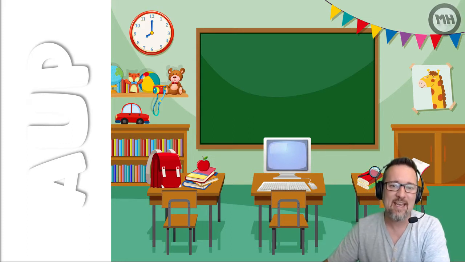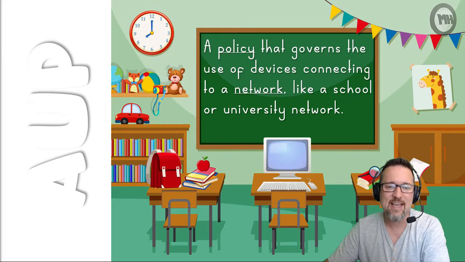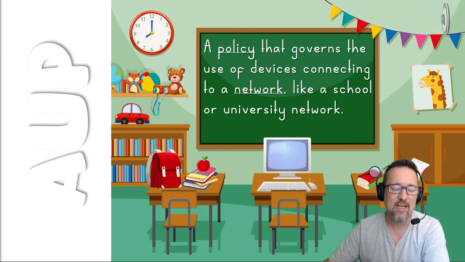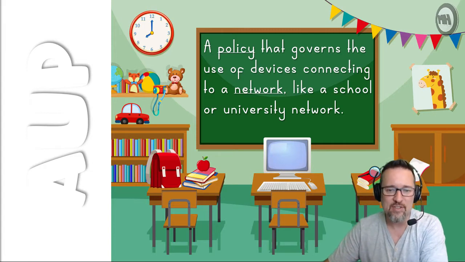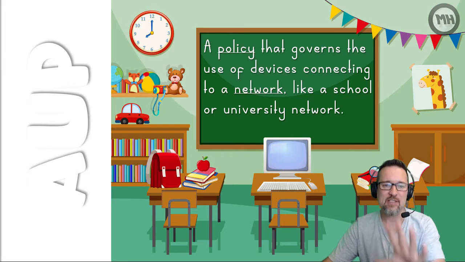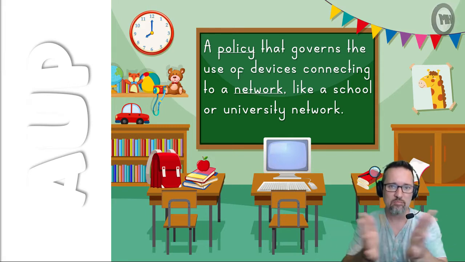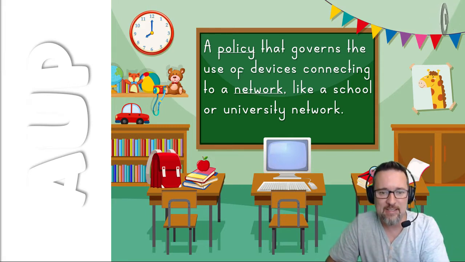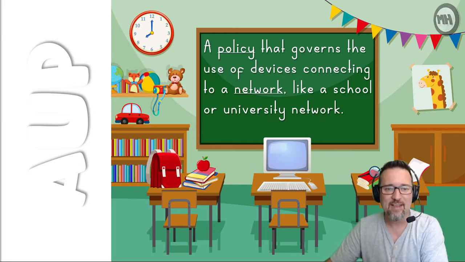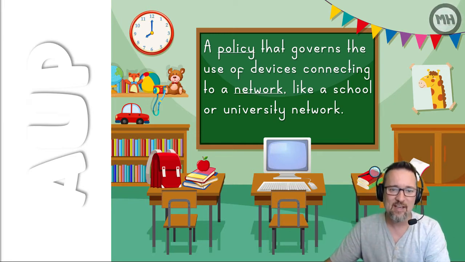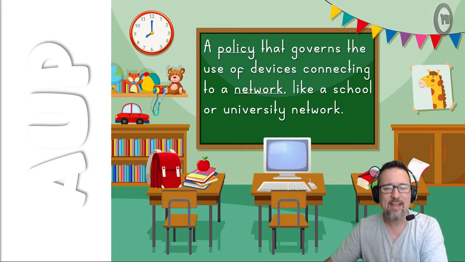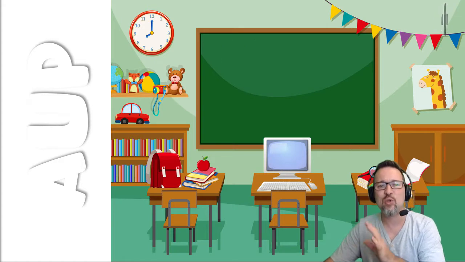What is AUP? Well, basically, guys, it is a policy that governs the use of devices connecting to a network like a school or a university network. Yes, there will be AUPs in other situations, but I'm talking specifically with school. Okay, school education, that's my vibe. So it is a policy that governs the use of devices that are connected to a network at a school or a university.